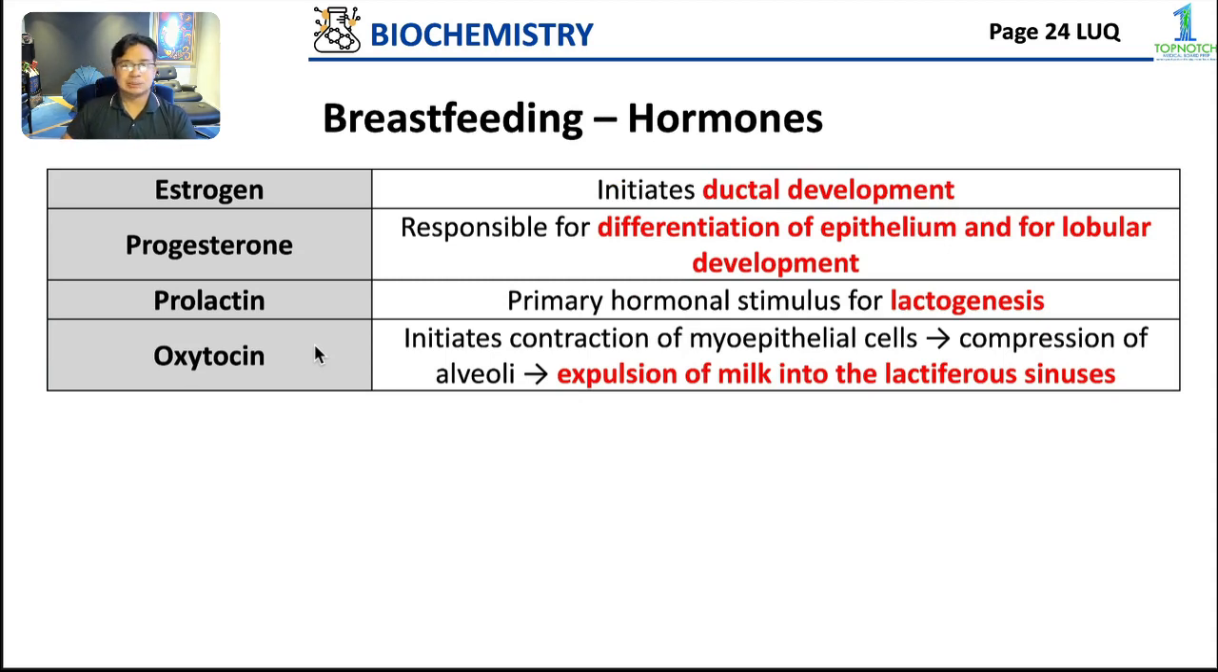Now, breastfeeding is also important in nutrition, guys. Don't forget it, guys. Very important. And let's have a review of those hormones involved. Estrogen, ductal development. Progesterone is for epithelium differentiation and lobular development. Prolactin, lactogenesis, and oxytocin for the expulsion of milk into the lactiferous sinuses of your areola.